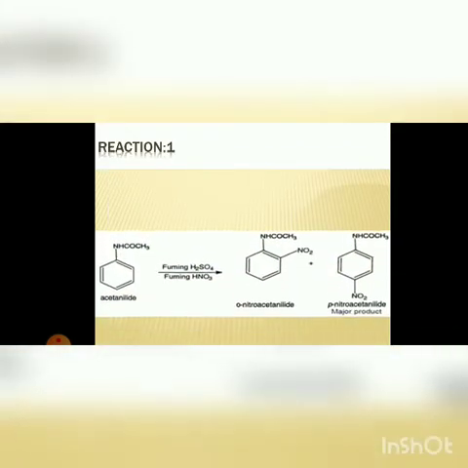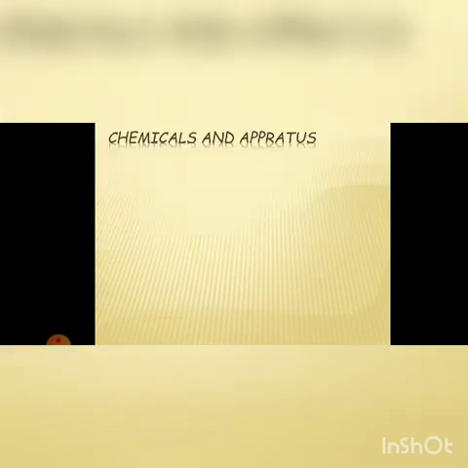Here is the first reaction of this synthesis: acetanilide in the presence of fuming H2SO4 and fuming HNO3 gives o-nitroacetanilide and p-nitroacetanilide. P-nitroacetanilide is the major product. The second reaction is p-nitroacetanilide in the presence of 70% H2SO4 and 10% NaOH, which gives p-nitroaniline.